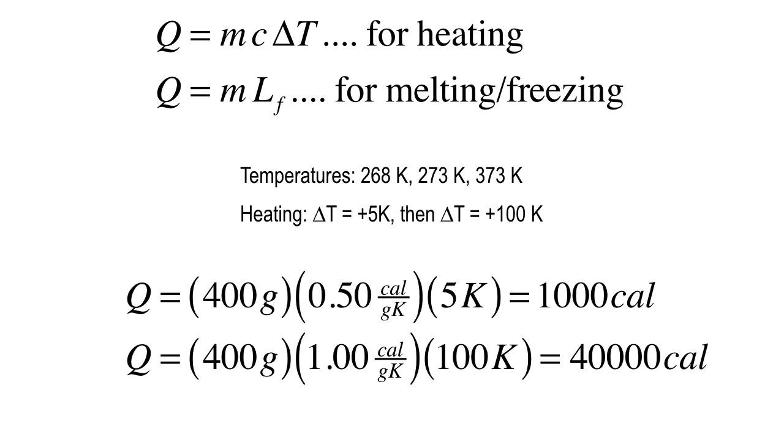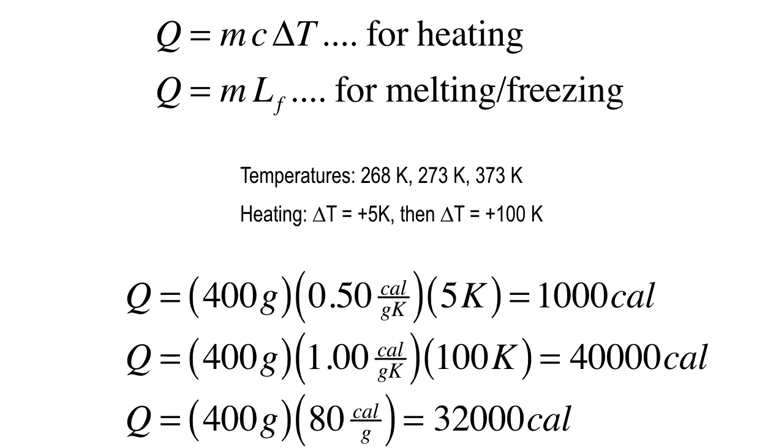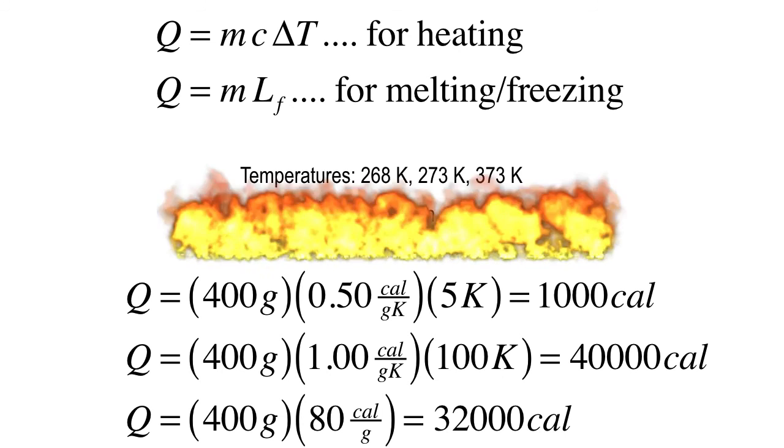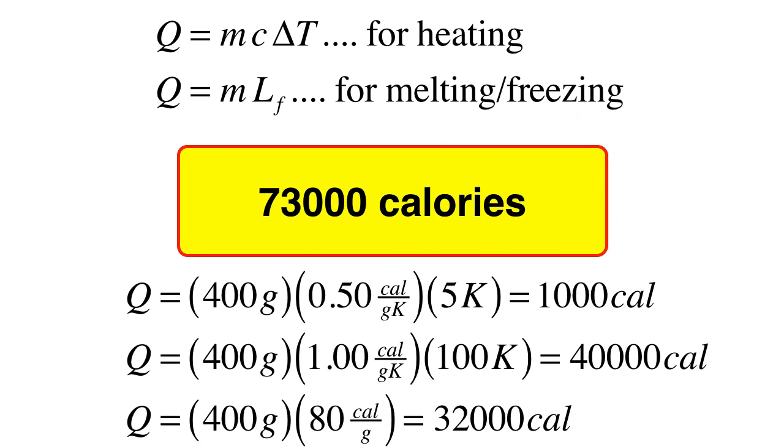Now, in between those two heating steps, we have to do the melt. Here's the melt. How many grams you've got times how many calories each gram needs to break apart those bonds. At the freezing melting point, it's 80 calories. For a gram of ice, you need to add 80 calories of energy to make solid water into liquid water, gram for gram. And you've got 400 grams. So this one works out to 32,000 calories. So the total is 73,000 calories.